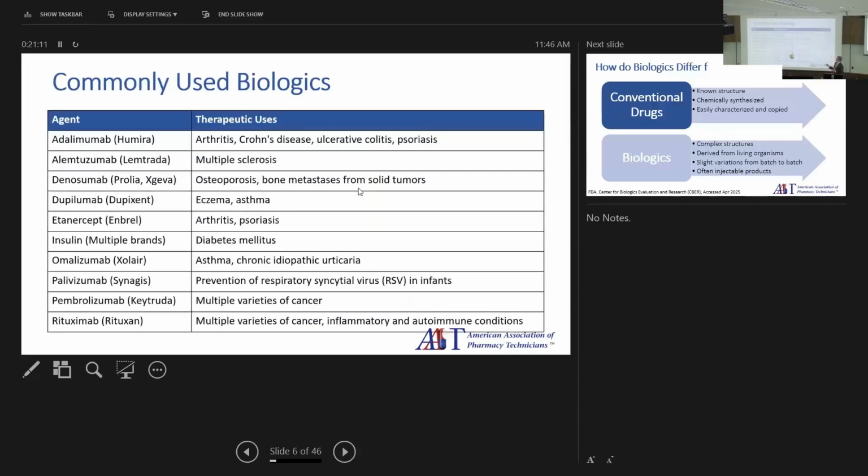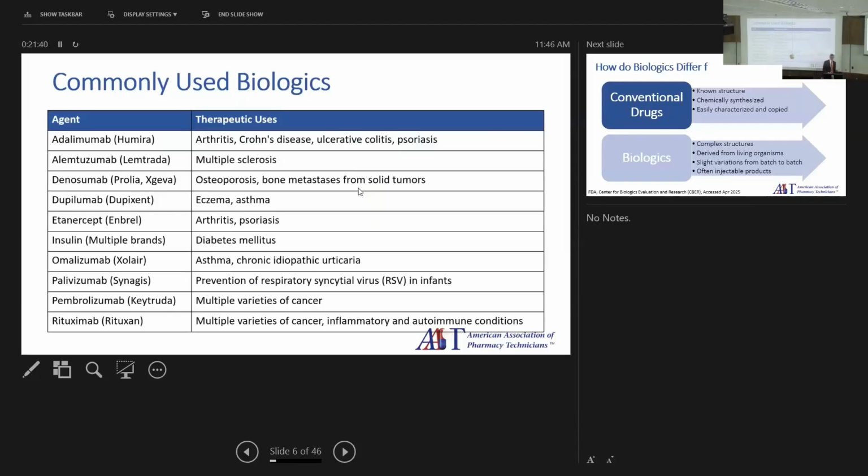It's a wide range of products, and this is just a list of some of the more commonly used biologic medications. If you look down the left-hand side, you may start to think to yourself, I actually have been involved in the dispensing of biologic medications. I didn't even realize it. So adalimumab, Humira, alemtuzumab. If you go down a little bit further, you'll see insulin is considered a biologic product.